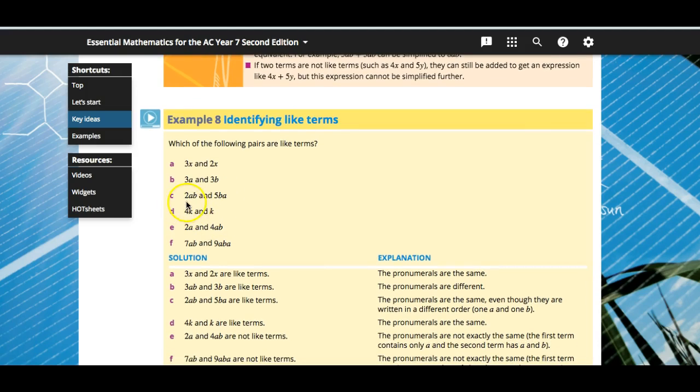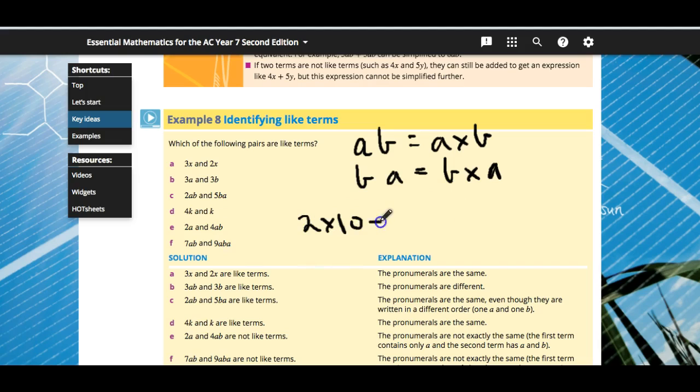Question C, we have AB and BA. Remember, the order doesn't matter. Usually we put it in alphabetical order, but it doesn't really matter because there's an imaginary multiplication sign. Let me go off track for a second. AB is A times B, BA is B times A, and remember in multiplication the order doesn't matter. That's like saying 2 times 10 is 20, and 10 times 2 is also 20. It didn't matter what order I put the 2 and the 10 in, I still got the answer of 20.